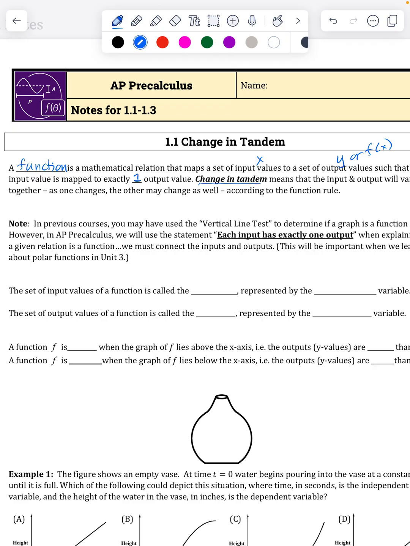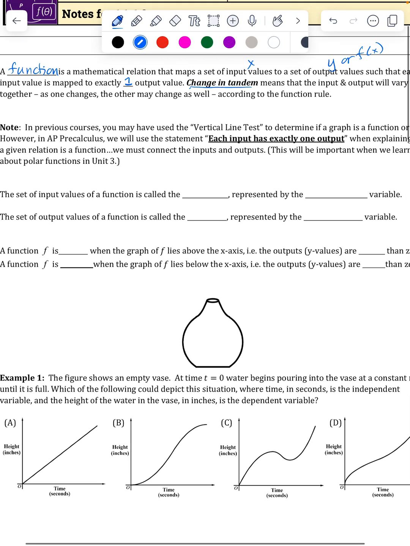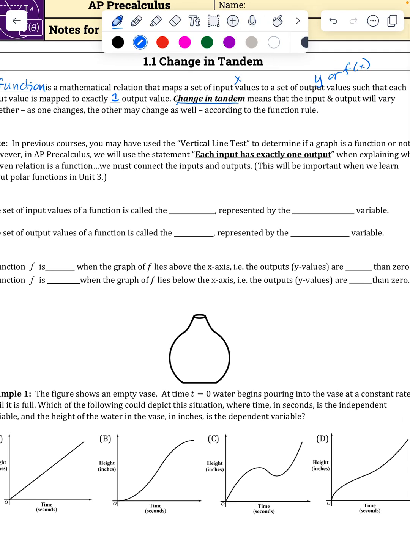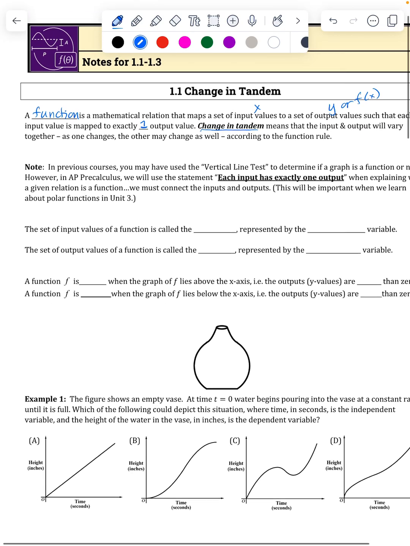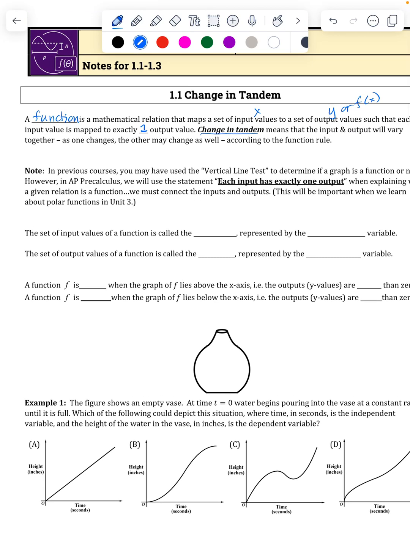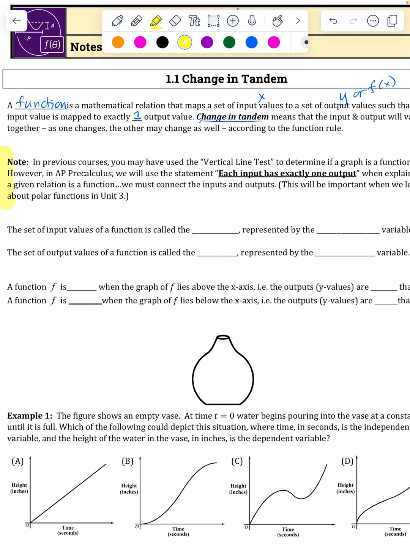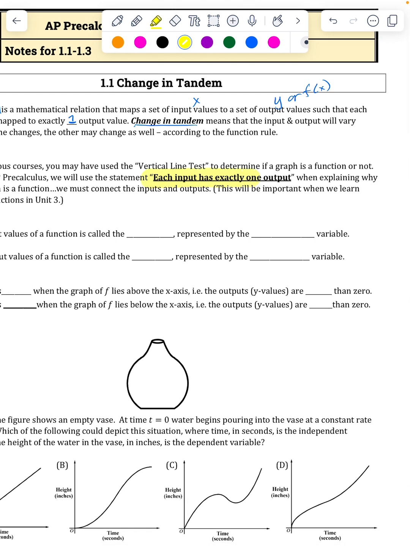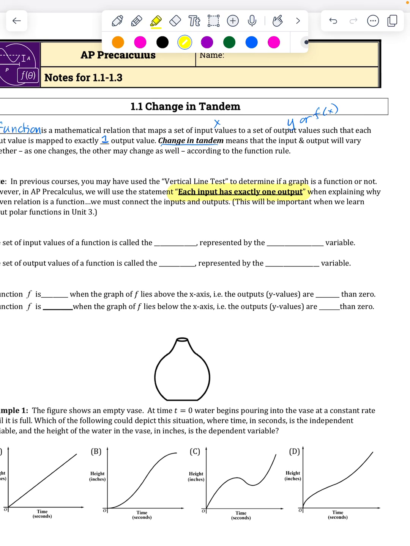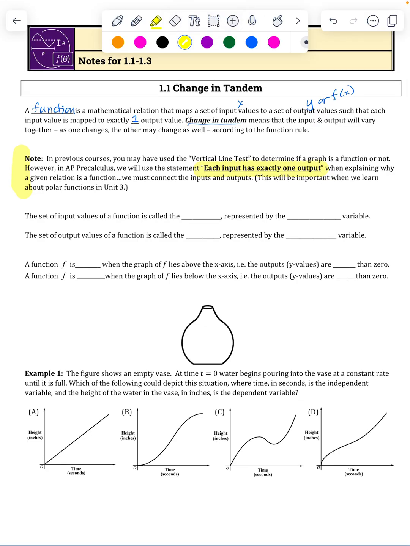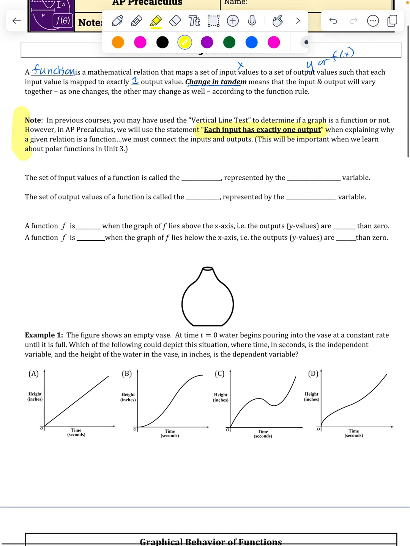Same thing here. In previous courses, you have used the vertical line test, yes, we have, to determine if a graph is a function or not. You can still use that, but, and this is really important to know, this is going to go into a yellow highlighting for sure because it's on the AP test and it's telling you straight up. In AP Pre-Calc, we will use the statement, each input has exactly one output, meaning you're going to need to write those exact words on your AP Pre-Calc test when you are explaining why a given relation is a function. So just make sure that that's something that you really highlight in your notes and keep in mind.